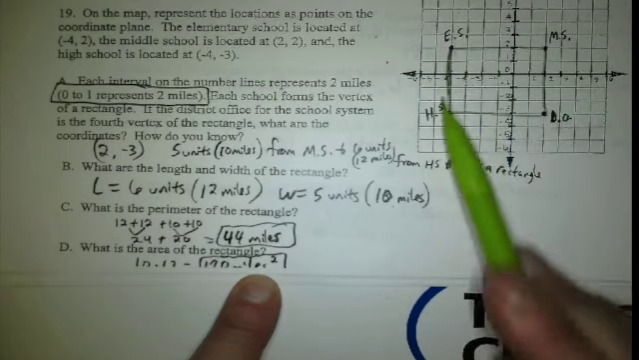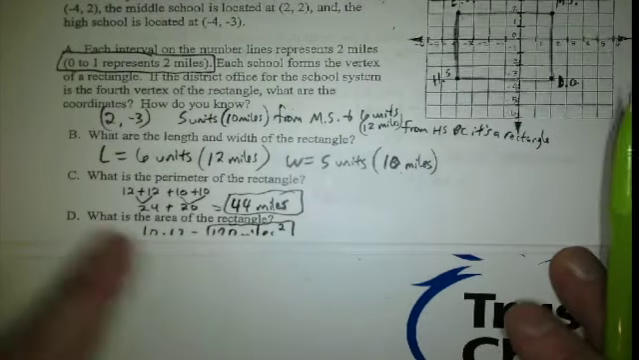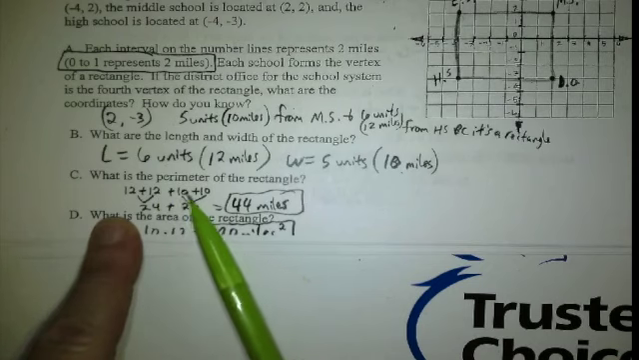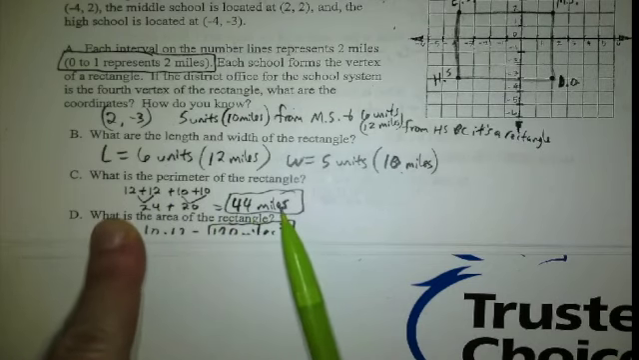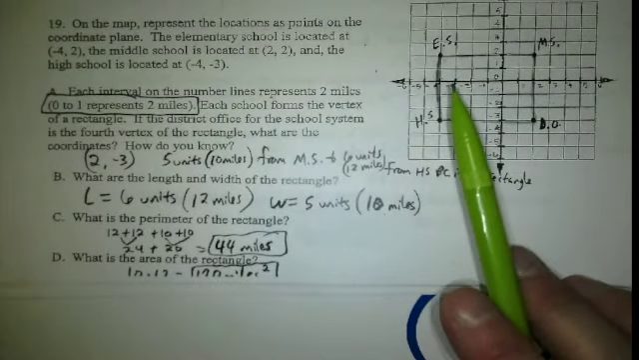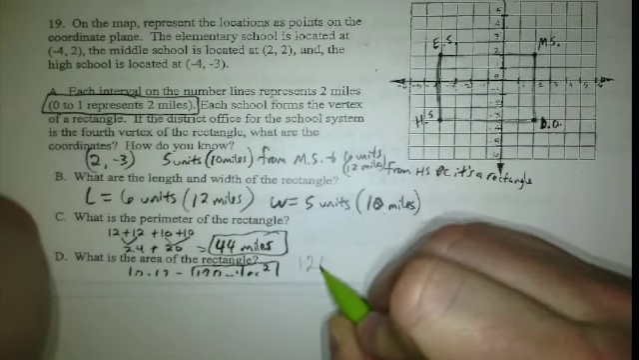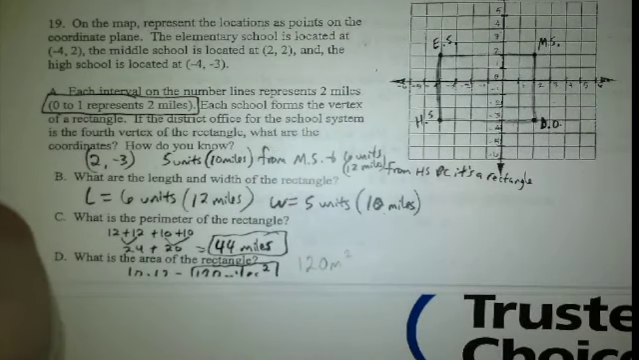You would have to add all the sides up. So you could go by miles, 12 plus 12, and 10 plus 10, which would be 44 miles for the perimeter. And the area of the rectangle is length times width, so you would take 10 times 12, and you would get 120 miles squared for the area.